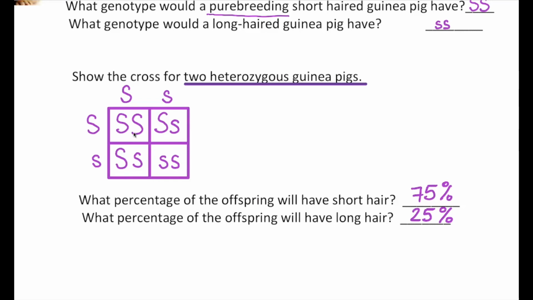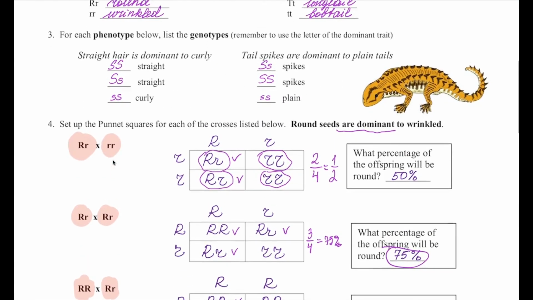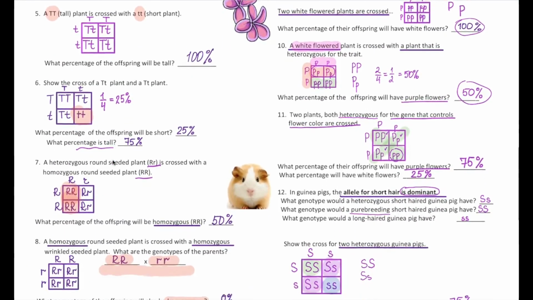Show the cross for 2 heterozygous guinea pigs. Well, there you go. Your heterozygous gives you the usual. And short hair, again, since short is dominant, it could be homozygous dominant or heterozygous. So homozygous is this, and then we have heterozygous. So altogether, 75% short hair. The only homozygous recessive that you see in the lower right corner will be long hair, so that's going to be 25% because it's only 1 out of 4. So that was your, you've done this yourself. And then here's the second page for this.